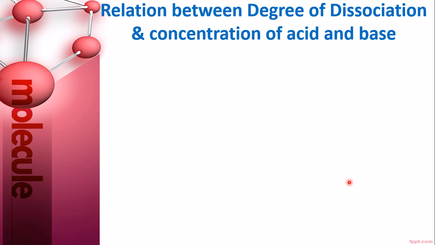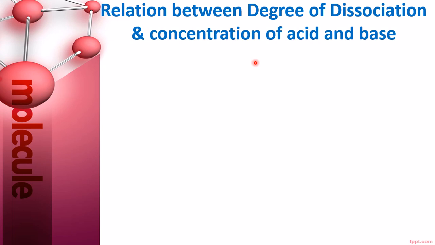Now, there is a relation between degree of dissociation and concentration of acid and base. Strong electrolytes like strong acid, strong base, they are dissociated 100% in solution. So, their dissociation does not depend on their concentration. That means the acid or base solution, either concentrated or dilute, is dissociated 100%. But weak acid, weak base, is not dissociated 100% and its dissociation is increased due to the decrease of the concentration. Interesting, isn't it?